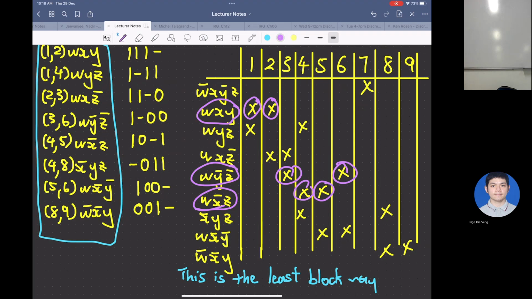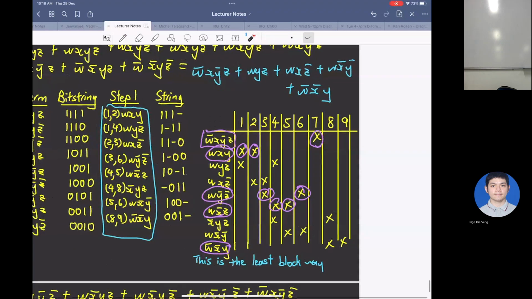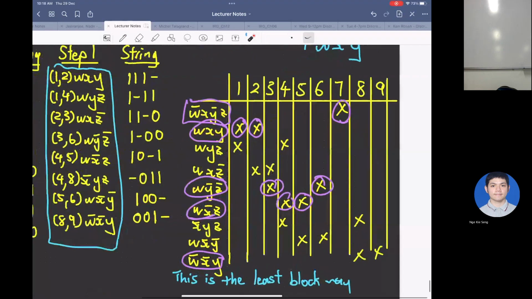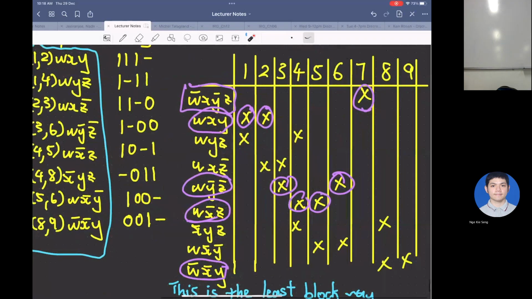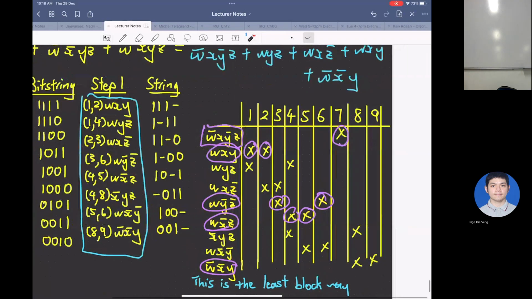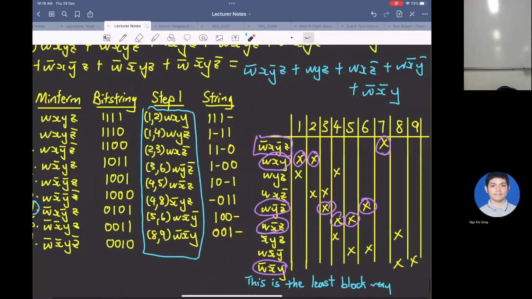So you got 1, 2, 3, 4, 5. Okay, it came out already. So in principle, you need to check whether this 5 term is the least number or not. So see if you can find 4 terms to cover. If you cannot, then it could be 5. Yeah, the answer is 5 also.